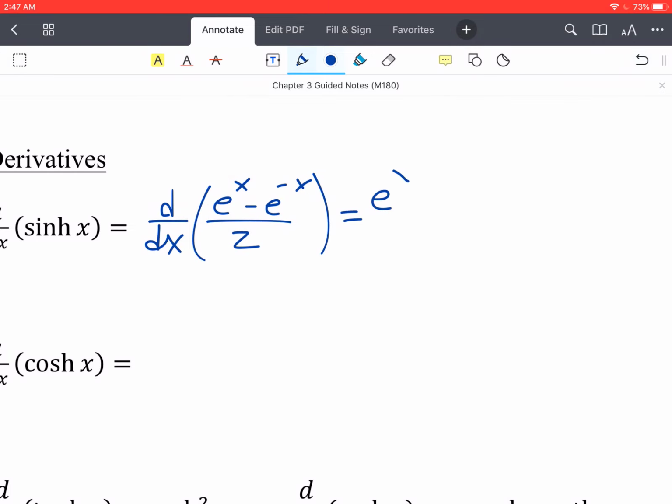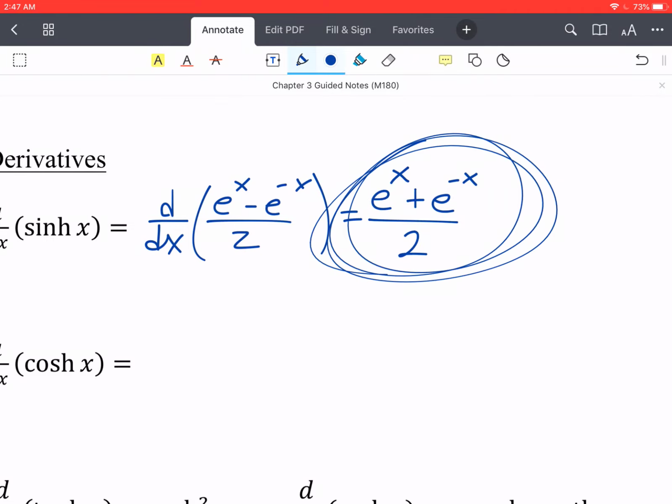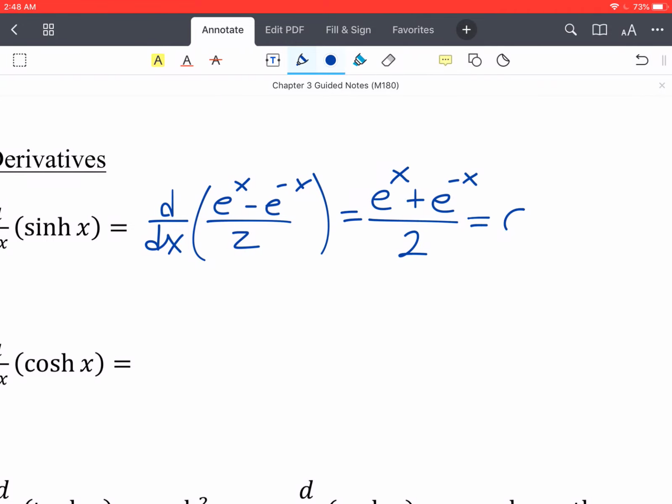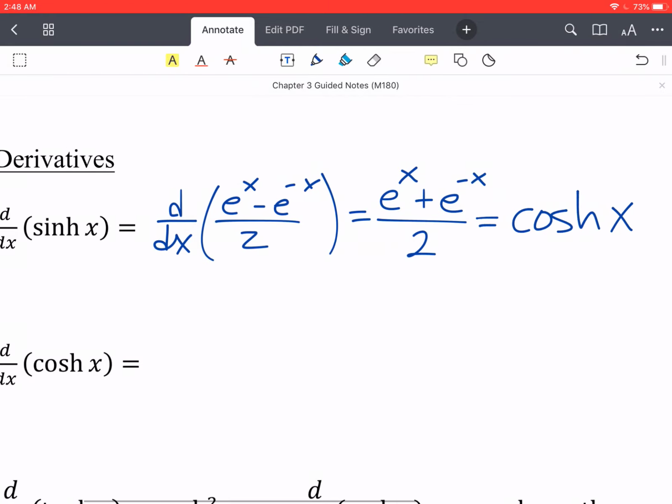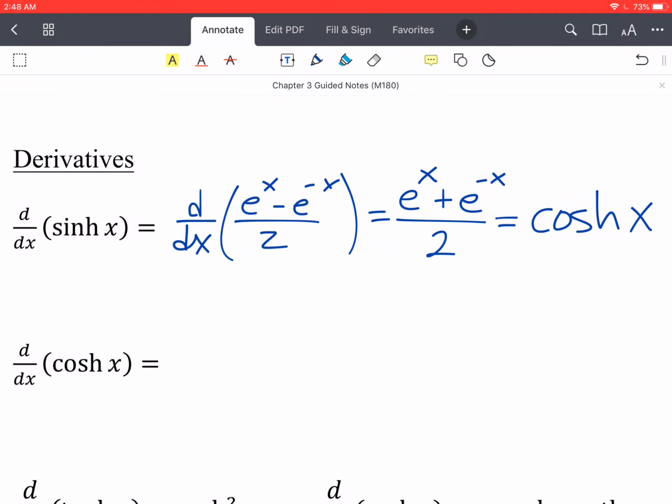Derivative of e to the x is e to the x. Derivative of e to the negative x is e to the negative x times negative 1. So really just turn that negative into a positive, and the 2 just tags along there. And this, if you look back at the previous page, that is cosh. So it turns out the derivative of hyperbolic sine is hyperbolic cosine. And that probably doesn't come as a big surprise because in regular trig, the derivative of sine is cosine.